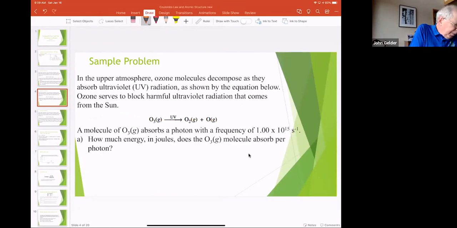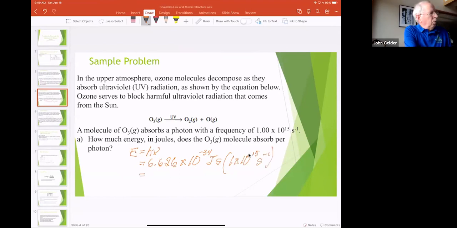And we are given that E equals h nu. And so this is a fairly straightforward substitution. We were given that Planck's constant was 6.626 times 10 to the -34 joule seconds. And that frequency, 1 × 10 to the 15th seconds to the -1.